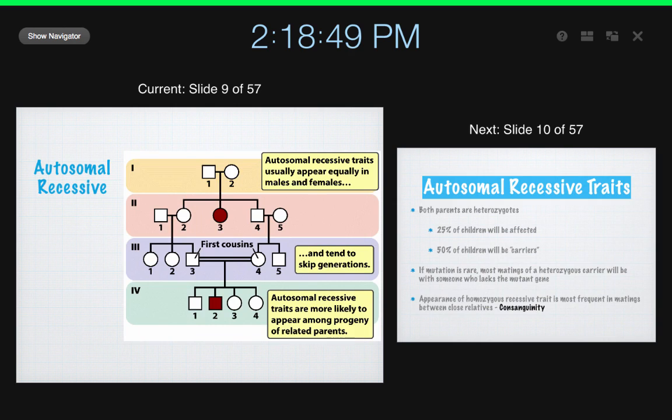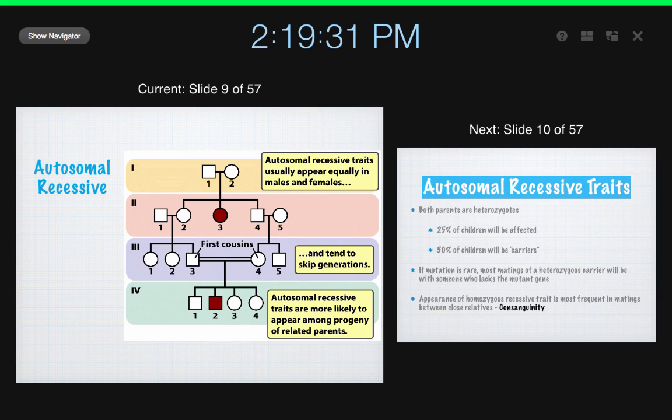So here's the difference. Now you have an affected individual, but you have two unaffected parents. That piece of data can tell you whether it's a dominant trait or a recessive trait. And here's where you get this so-called skipping of generations: unaffected, affected, unaffected, and then affected again. And again, the highest probability comes between two related individuals, because most of these mutations, especially ones affecting humans, are going to be rare.